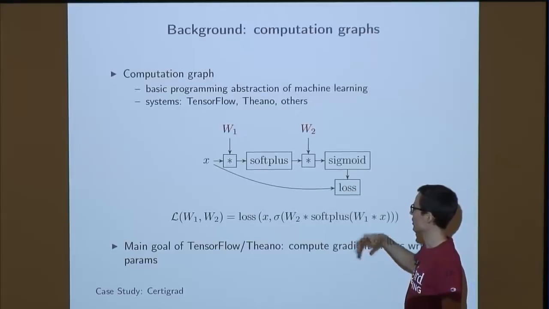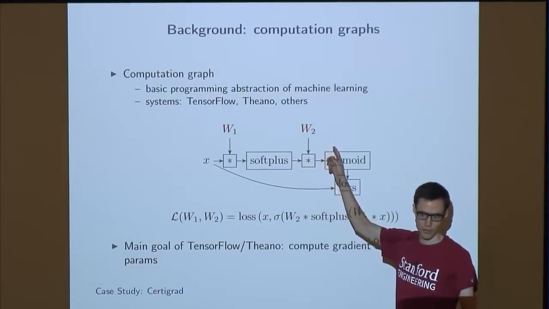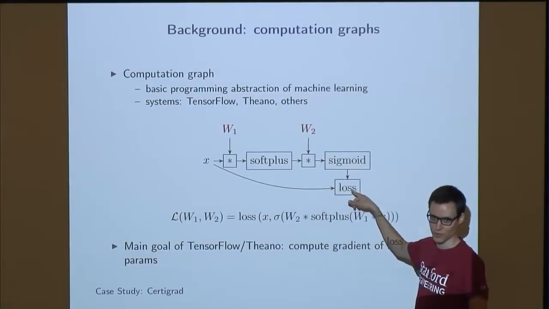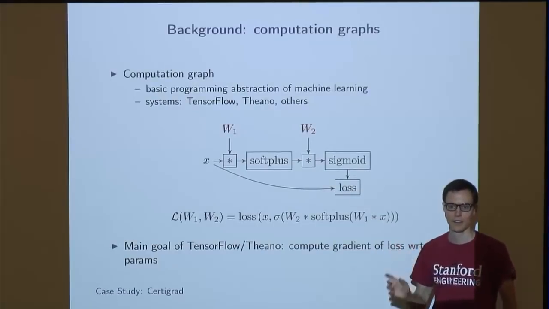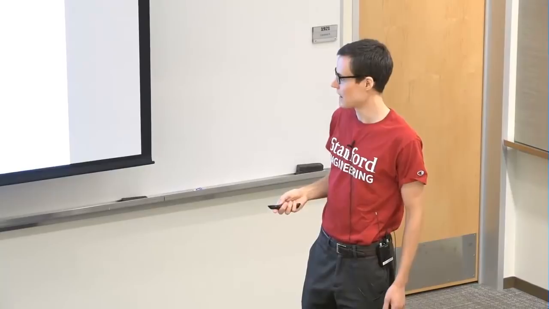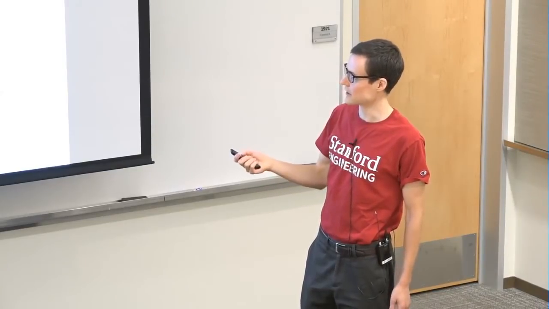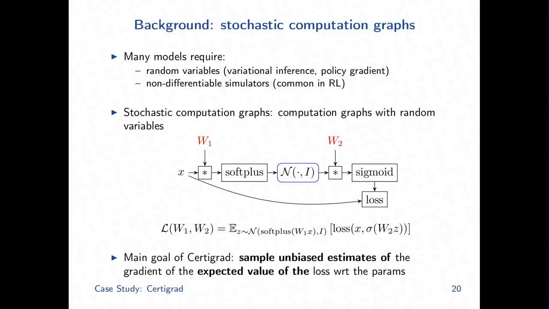At every iteration, you have some values of W1 and W2. You compute the gradient of the loss with respect to them, and you take a little step, and then you repeat. And that's basically how deep learning works. So this is a very nice abstraction, but it's reaching its limits. There are lots of new models that are a little too expressive to be supported by computation graphs.